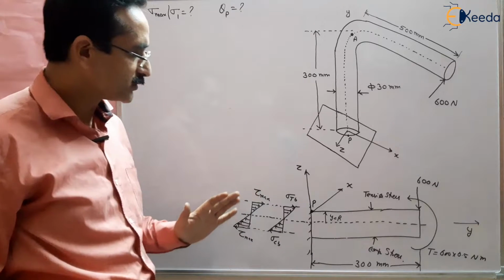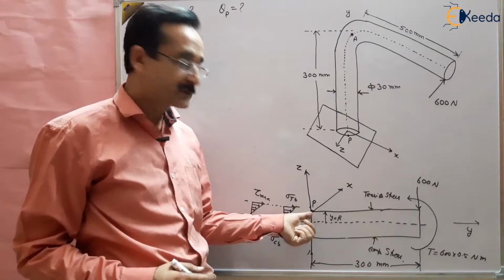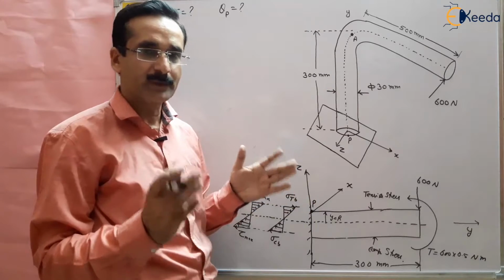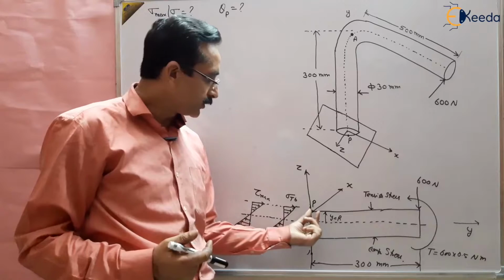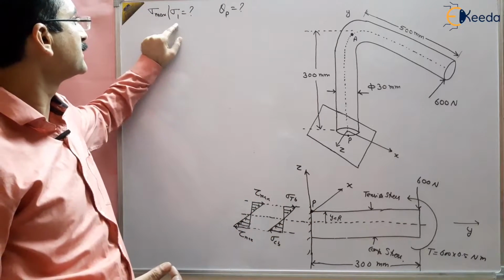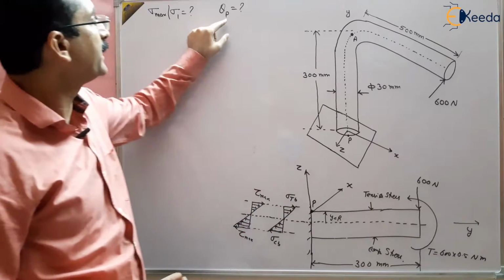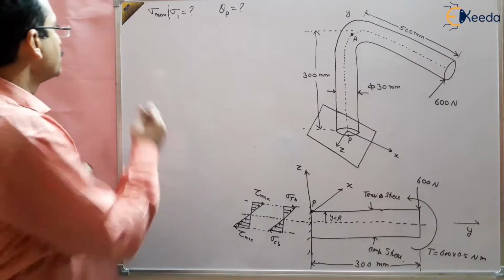In the second part, it says to find out the maximum principal stress. A principal plane is a plane where there is no shear stress, and the value is either maximum or minimum. So the value of maximum principal stress, sigma max, that is the normal stress, we generally denote by sigma 1, and the plane at which it acts is theta p. So let us solve this question.